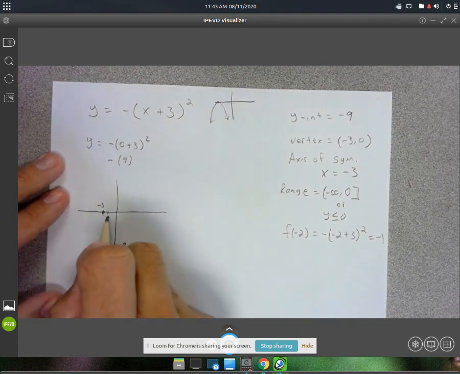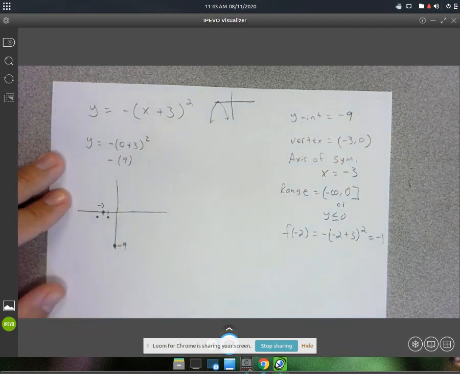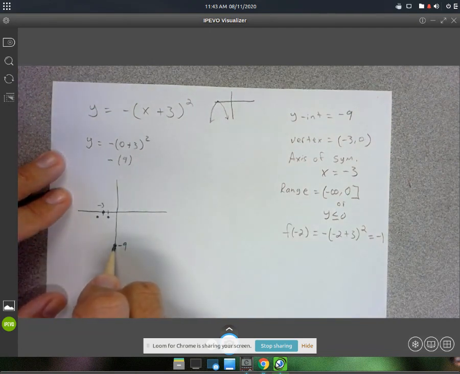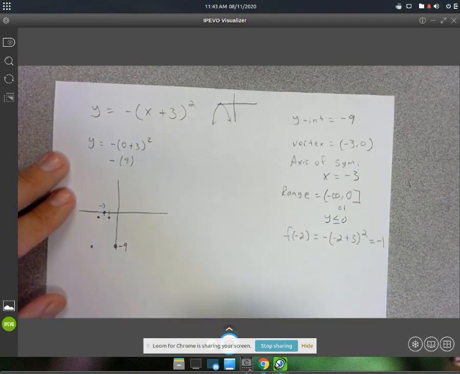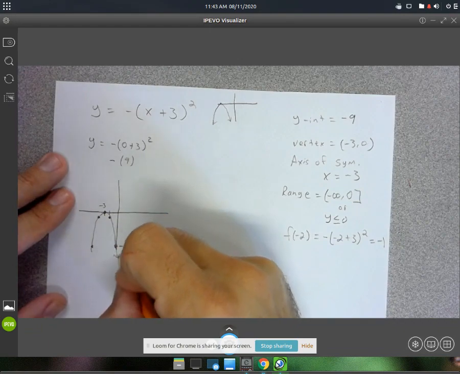Let's see, we'll plot the reflections. All right, there's that one. And then plot this point's reflection somewhere in there. All right. And we're trying to graph it. There we go.